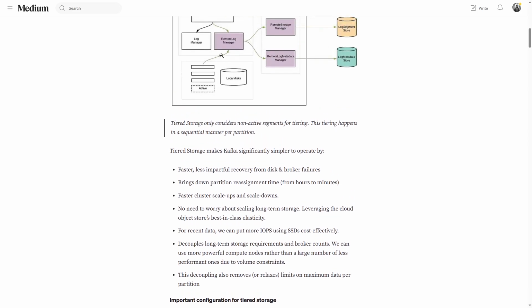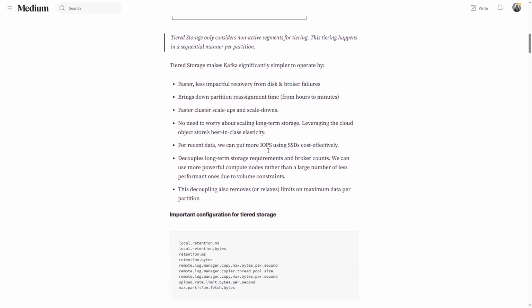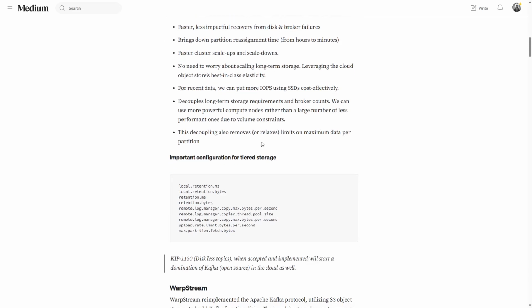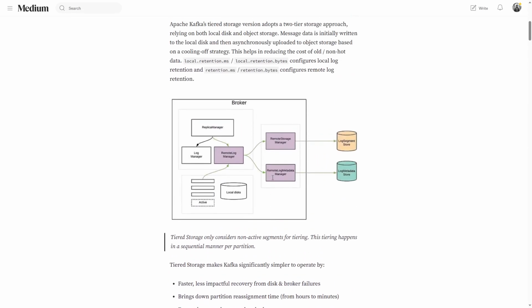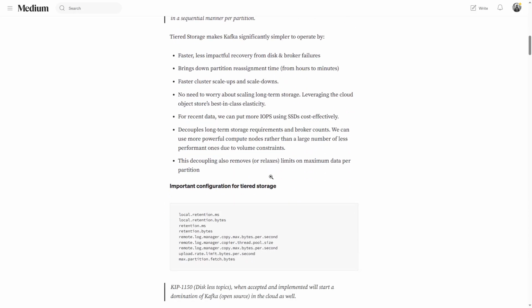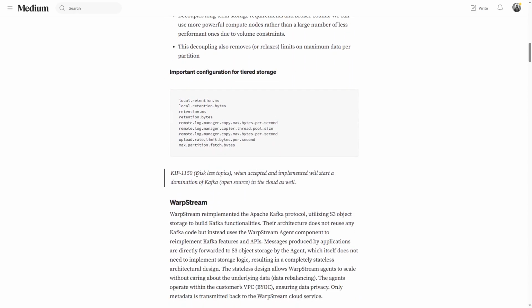And because we were not keeping the hot data in the active SSDs of the brokers, that reduced the cost, because the SSDs were only storing the active files rather than the colder, not so frequently accessed data. So this decoupling did the trick, and it did reduce the cost significantly for certain large clusters.